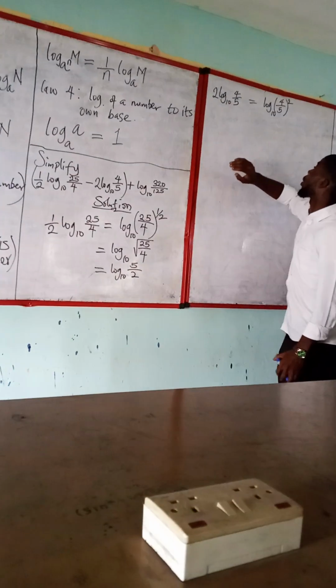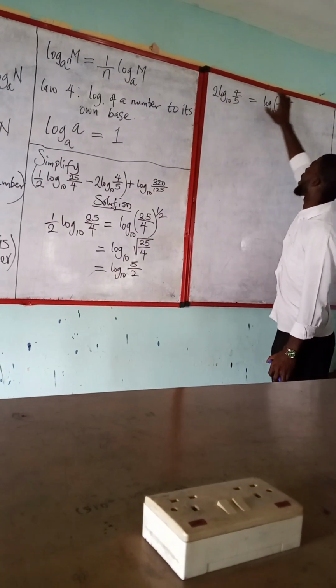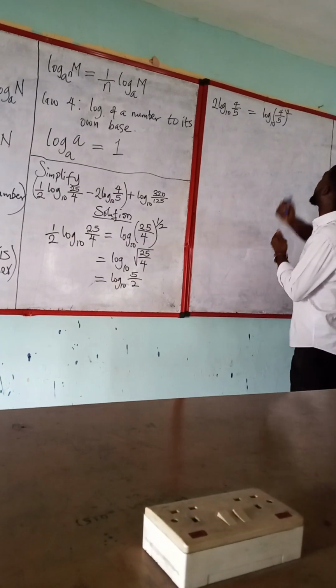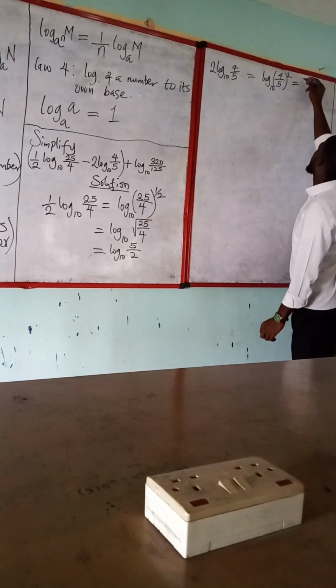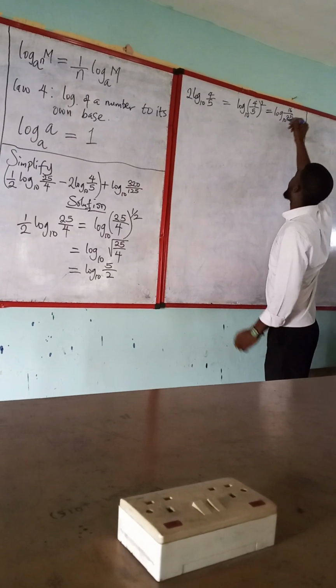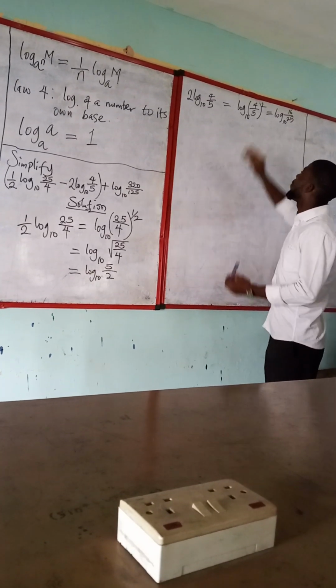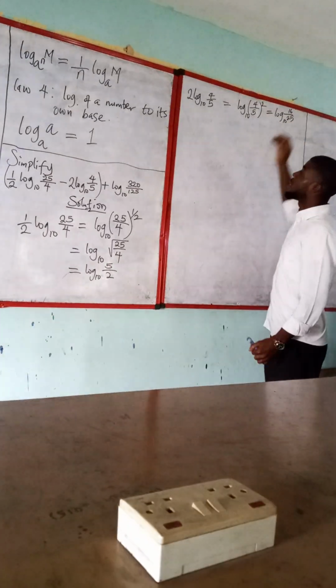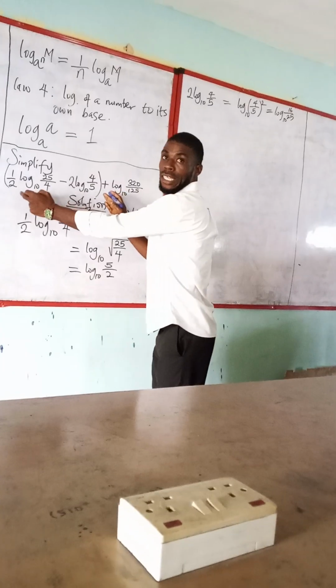Remember that this is the equation. It means that if I have something like this, I can also write this as this. And from here, I can break this down to be log base 10 of what? 16 over what? 25. 4 raised to the power 2 is what? 16. 5 raised to the power 2 is what? 25. I can now come back to this line again.